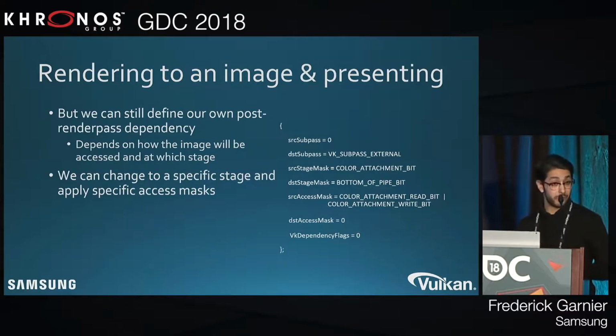You can add your own subpass dependency if you want. So it depends on the usage. One example is right here, but it's not necessary since the implicit post-render pass dependency is fine.